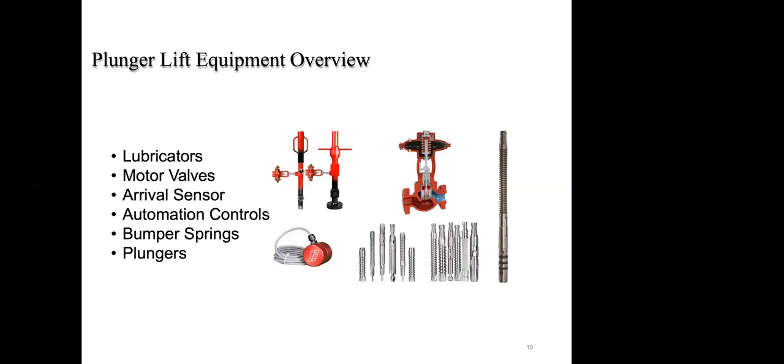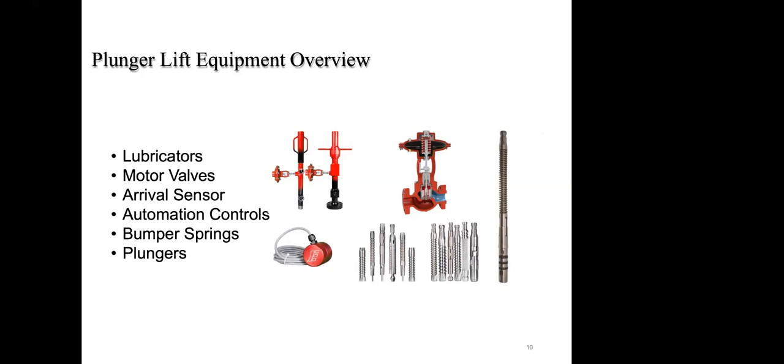The motor valve or pneumatic valve is a key component. That's how we open and close the well. That's how we get the plunger headed to surface, and how we get the plunger headed downhole, by utilizing that pneumatic valve. We use a controller. When plunger lift first evolved, they were doing it manually. They had a chunk of iron in the well, shut the well in, let it fall, came back the next day, brought the plunger up, let the well flow, and just repeated that process manually. Now we have all these automation controls to do that without having to be on site.